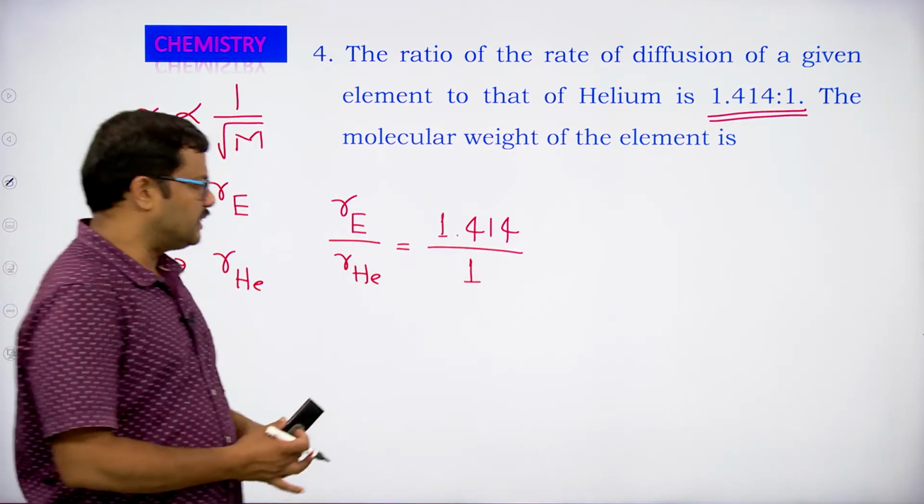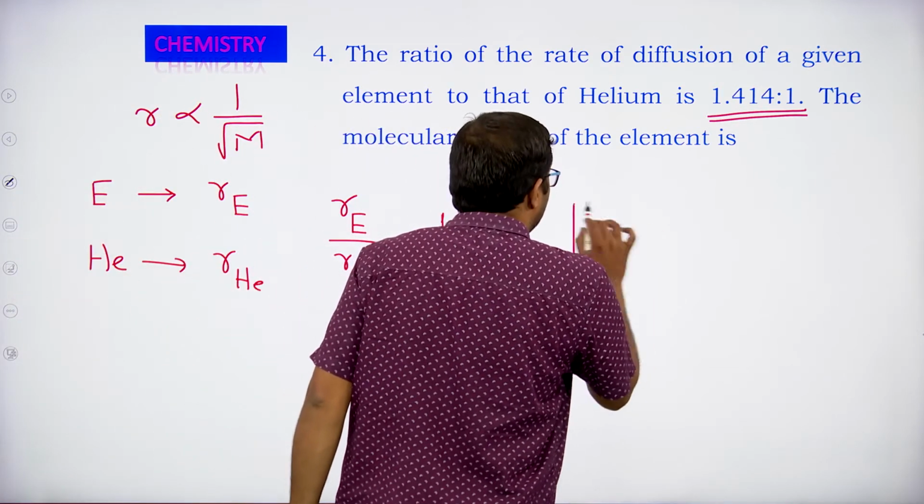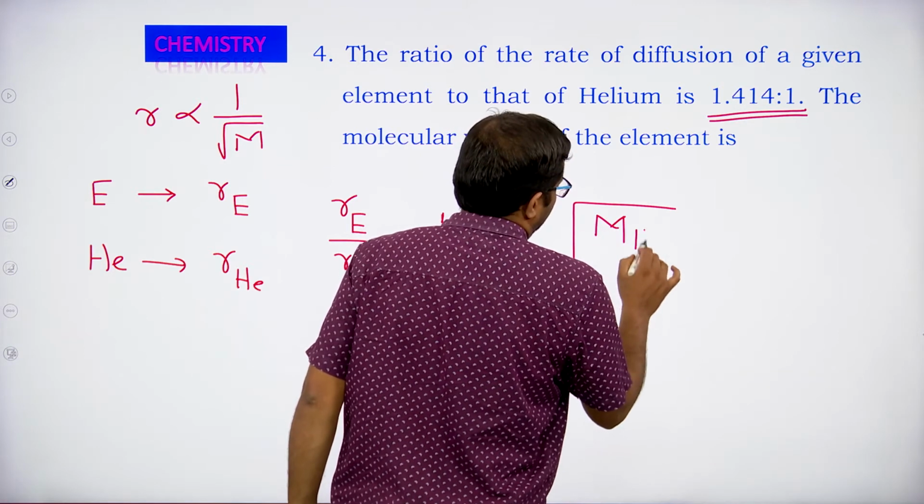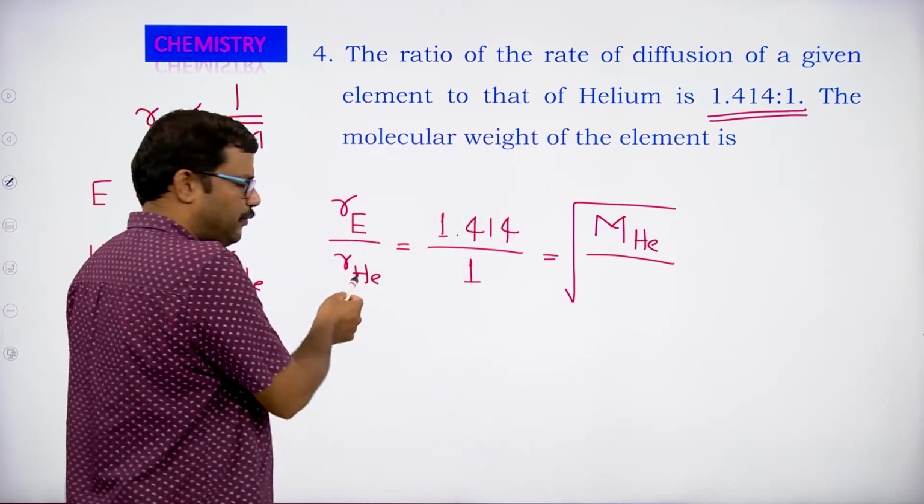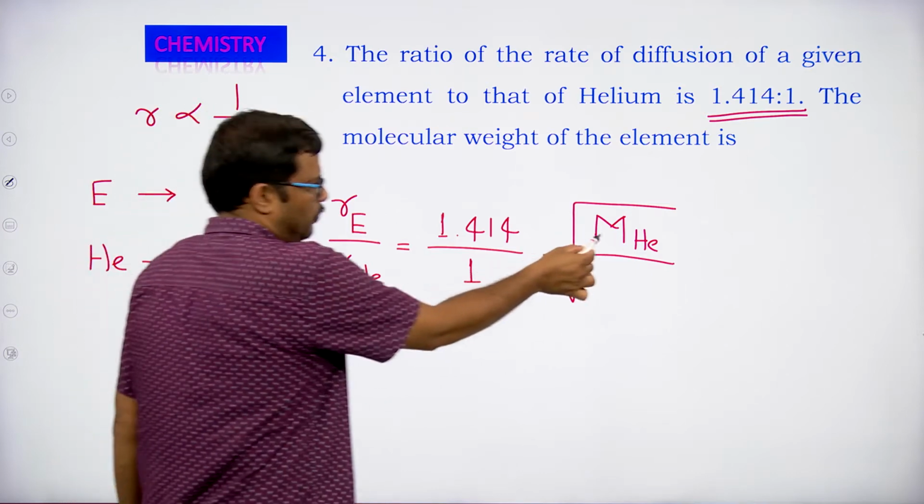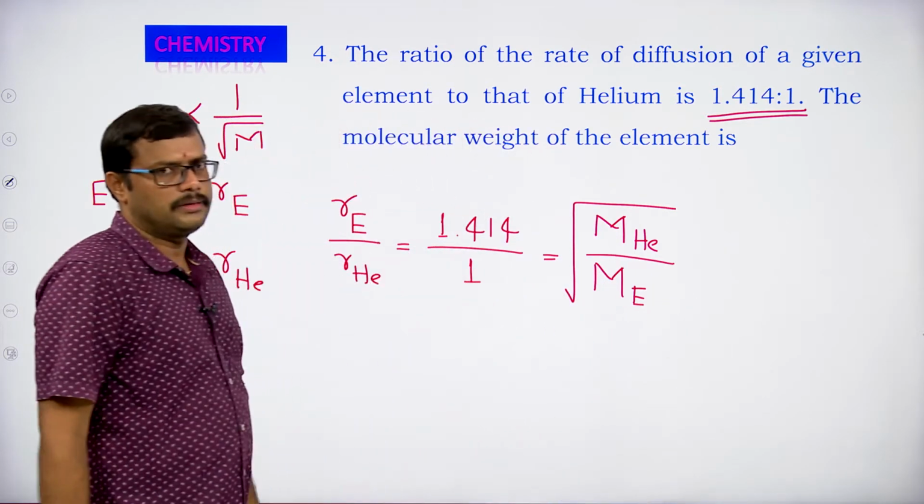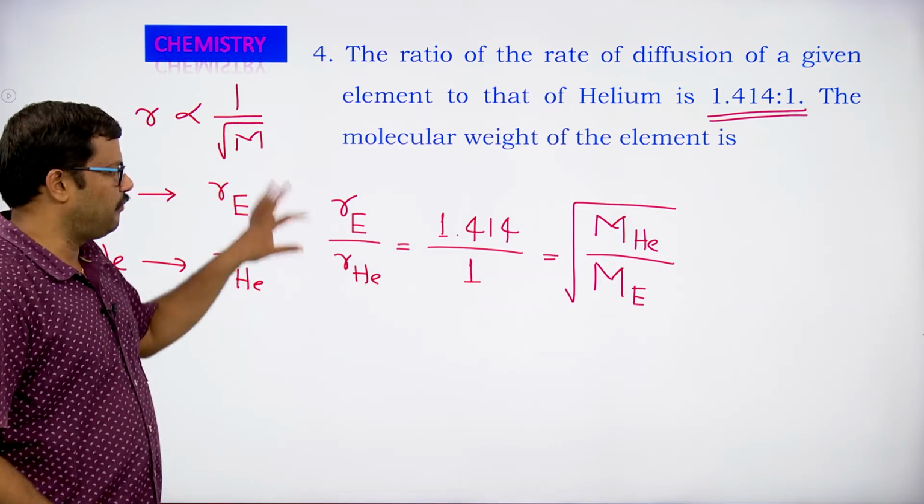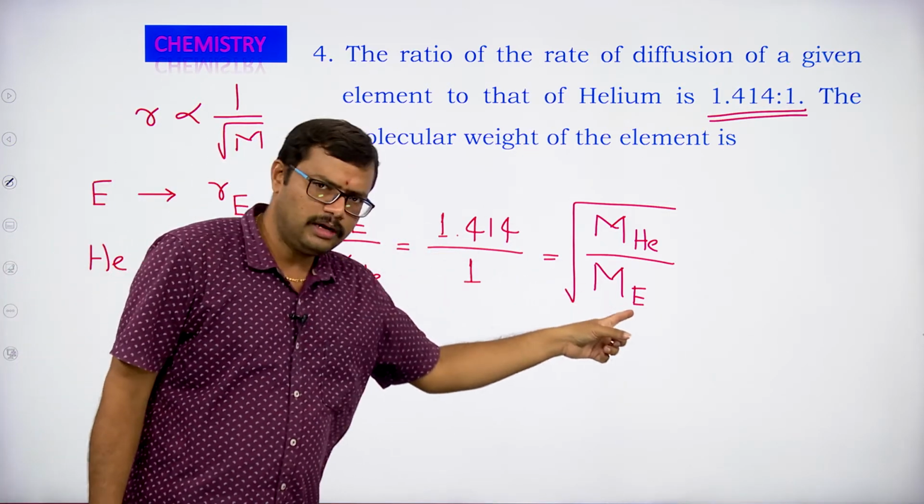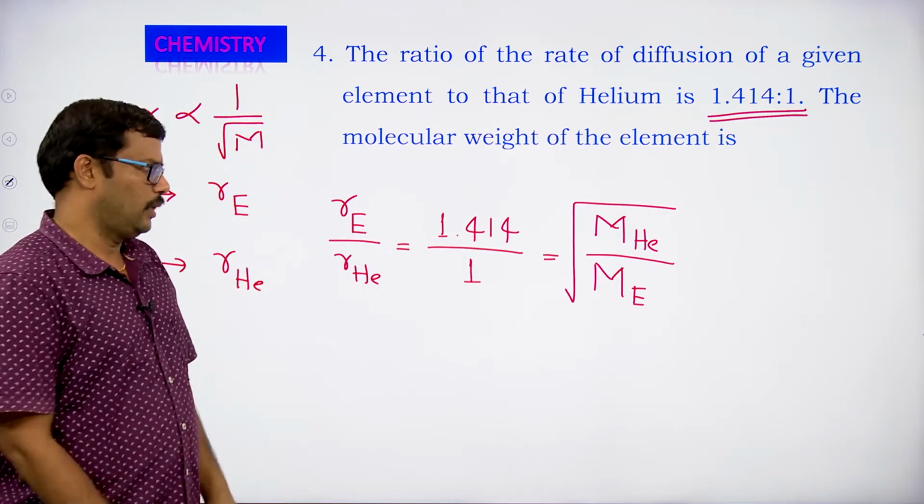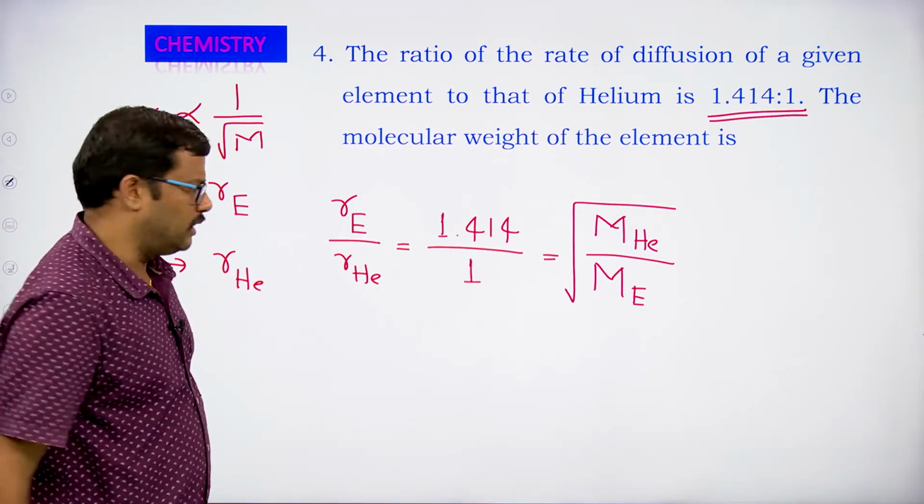Okay, and this is equal to the square root of the molecular mass of helium, because the rate of diffusion I have taken in the denominator, so it should be in the numerator, and the molecular mass of that element E, because the element's rate of diffusion I have taken in the numerator, so it comes here in the denominator.